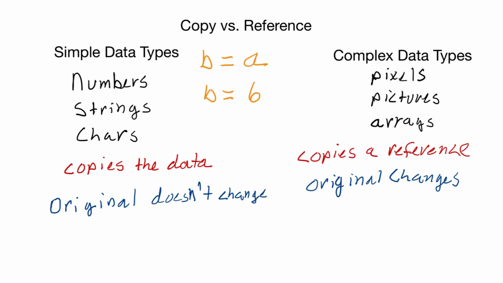And the reason why you change the original is because what got copied was the pointer or reference that points to your data, but there's still only one copy of the data. So no matter what, if you change the only copy, it's going to change both A and B.